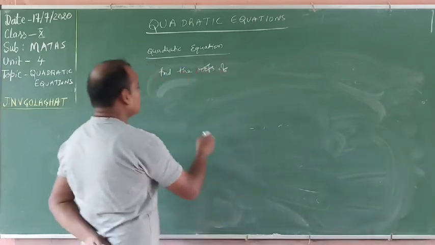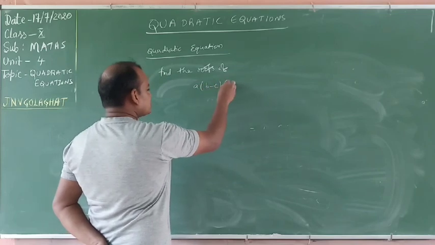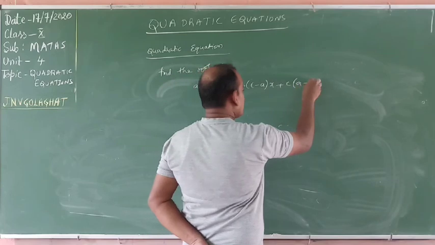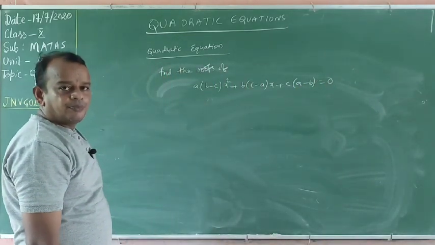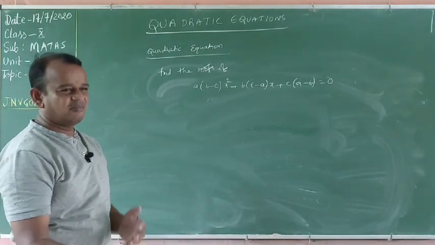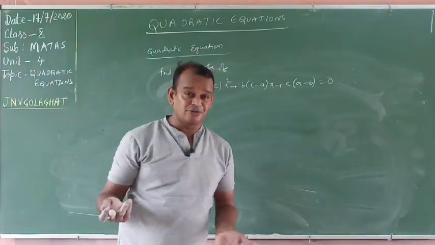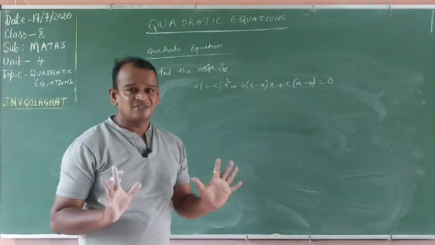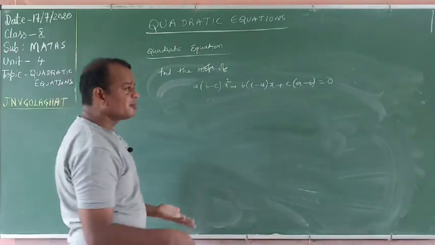What is another example? Suppose find the roots of the quadratic equation a into (b minus c) into x square plus b into (c minus a) into x plus c into (a minus b) is equal to 0. Find the roots of the equation. How to find the roots? Whenever you find the roots by using the formula, x equal to minus b plus or minus root over b square minus 4ac by 2a, this is very difficult actually, but a shortcut method is there: the sum of the coefficients.